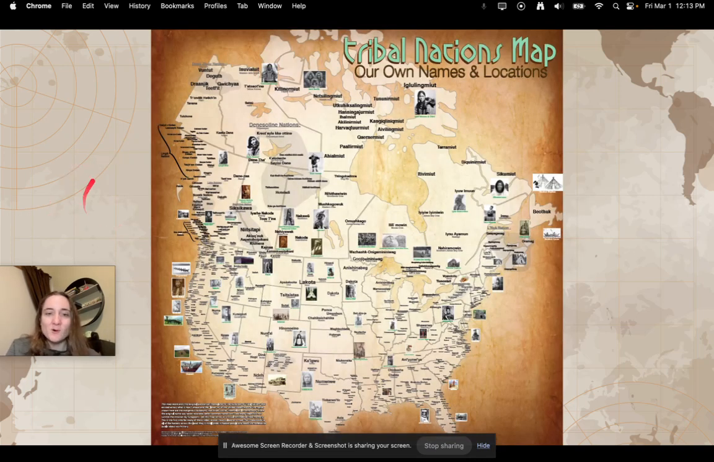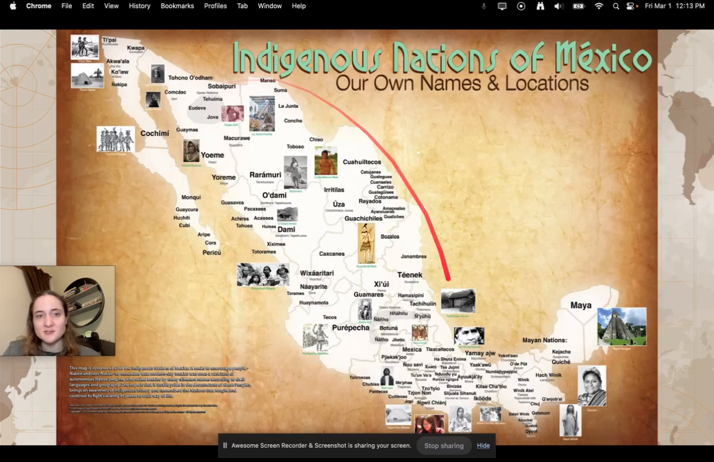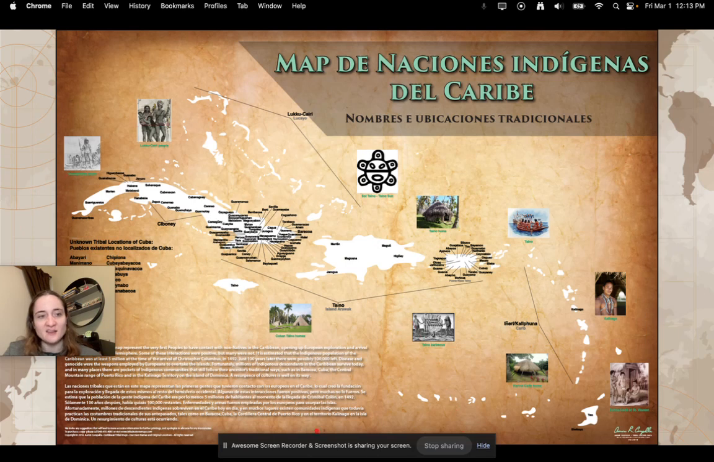So if you are curious more about all the tribes in North and Central America, here are some cool maps that I found about tribal nations. So here's the one in Mexico, and then in the Caribbean islands as well, so you can see the Tainos.